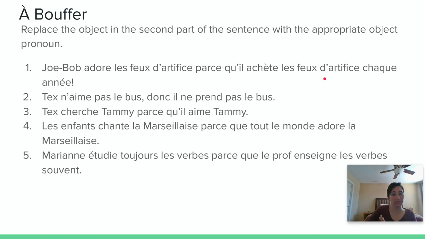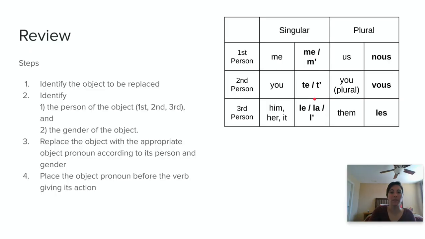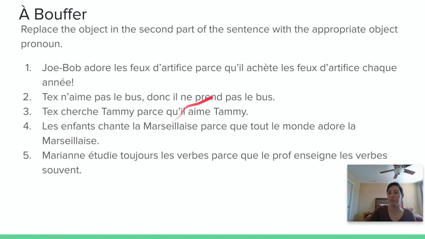So, having identified my object in the second half of the sentence, I know that les feux d'artifice is what I need to replace. So I'm going to follow my 4 steps. I identified the object to be replaced. Next, for les feux d'artifice, I need to know if this is first, second, or third person. Is that a me or we? No, it's not. So it's not first person. Is that a you or y'all? No, it's not. So it's not second person. Is that a they or it or them? It is. So this is third person, les feux d'artifice.